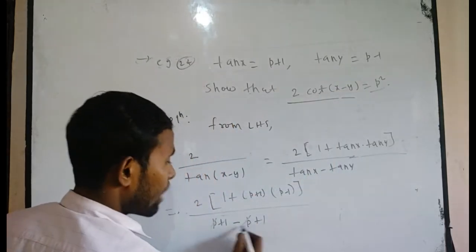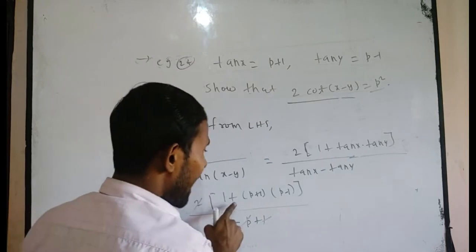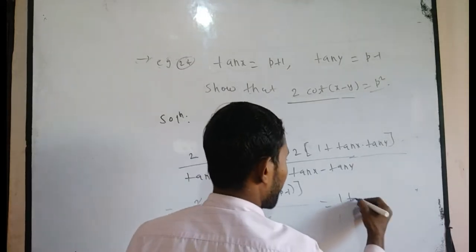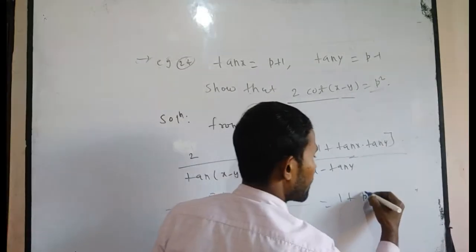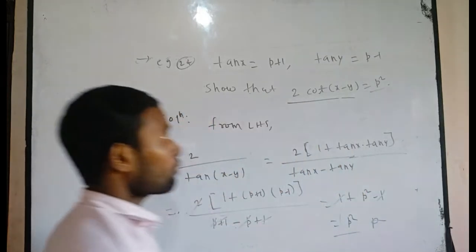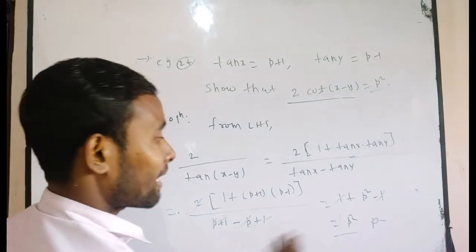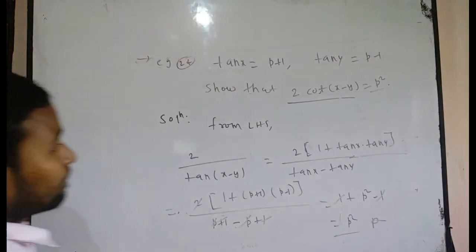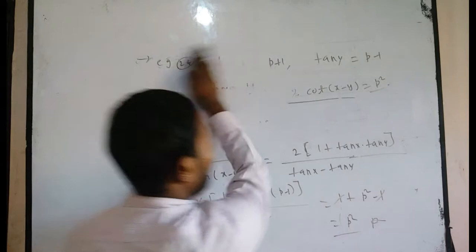P cancels. Here 1 + 1, that will be 2, to cancel, and 1 + (p + 1)(p - 1), that means p square minus 1. 1 and minus 1 will be cancelled out, and finally you get the RHS of your proven part, that means p square. Now we take the next example again.